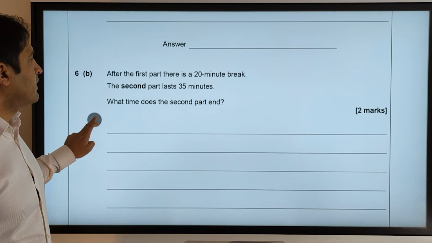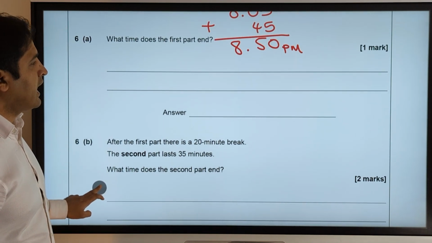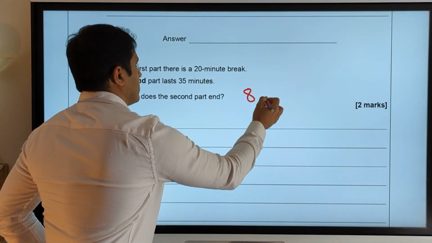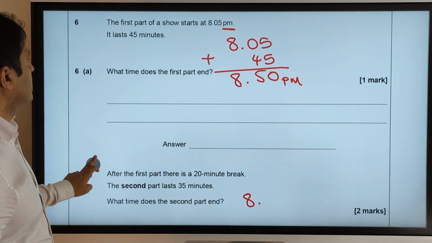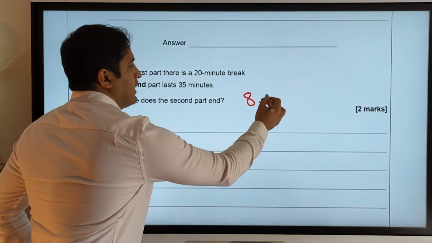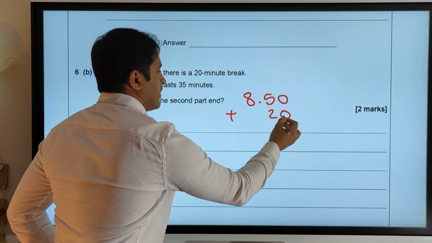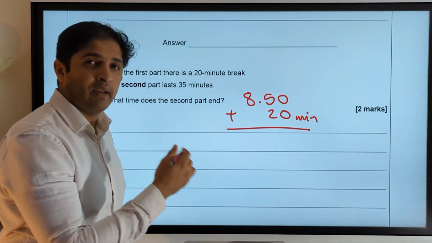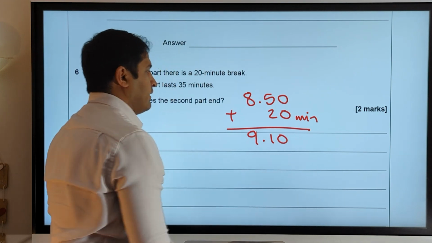B. After the first part, there is a 20-minute break. So we finish at 8:50, and then there is a 20-minute break. Let me just quickly read that part. So at 8:50 plus 20 minutes. Remember, it's time, not base 10, it's base 60. So that will give you 9:10.